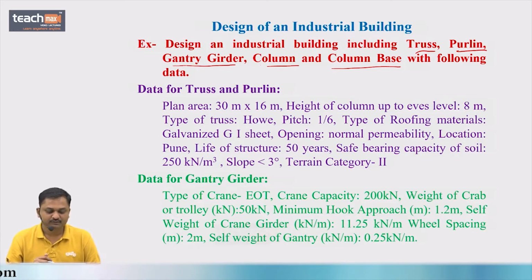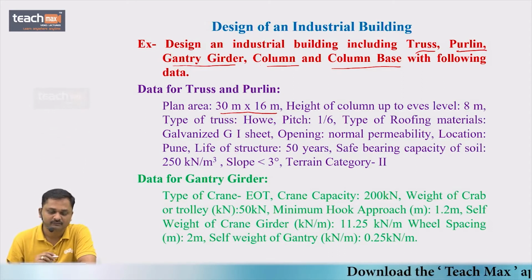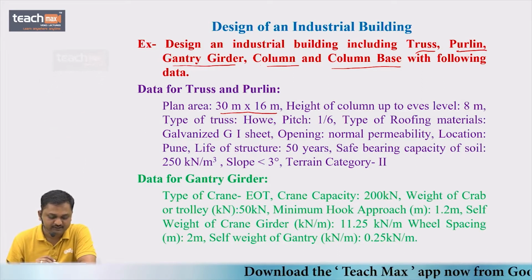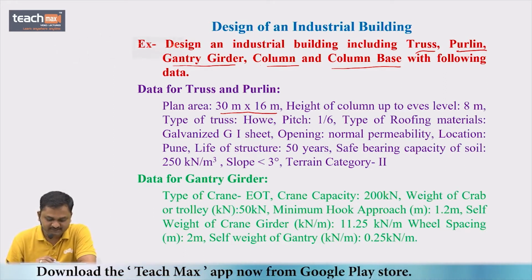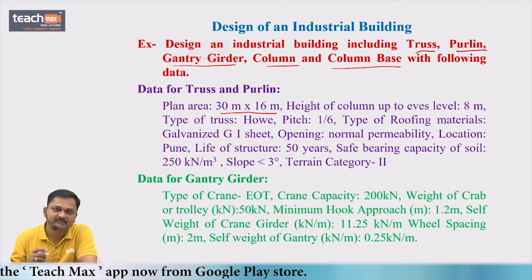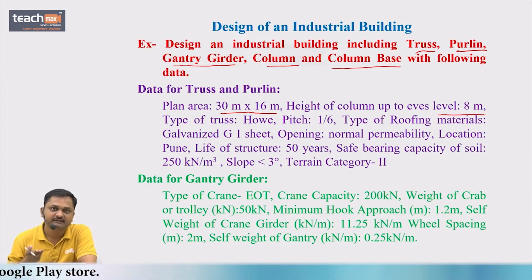Okay, with the following data. So what is the data available? Of course, plan area is available, where exactly the industrial shed is to be constructed. Plan area is 30 meter by 16 meter. Height up to column level is assumed because it depends on the requirement of the industry. The proper height of the column of the industrial building is decided.